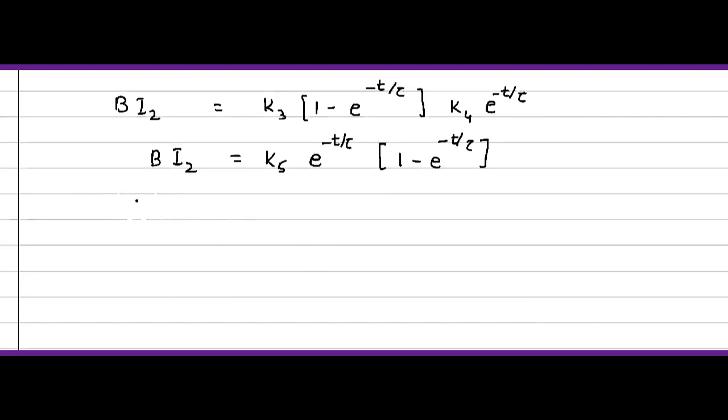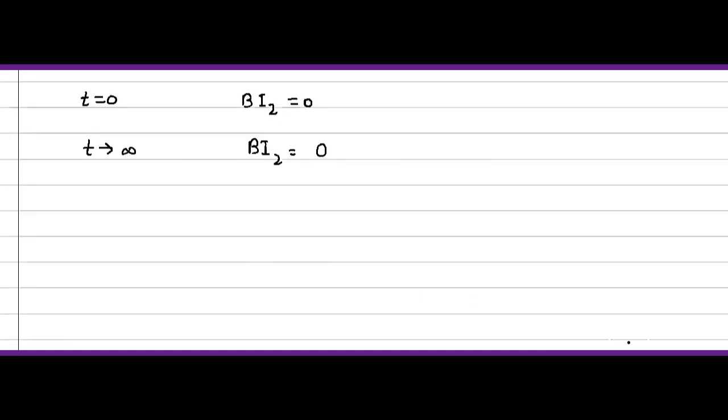Now we need to check this. If t equals 0, this value would be 1, but it would be 1 minus 1, which means the product B I₂ turns out to be 0. Now when t approaches infinity, e to the power minus infinity is 0, so B I₂ is again 0. That means at t equals 0 and t equals infinity, our curve is touching the time axis, because these values are 0. That means there would be a maxima in between.